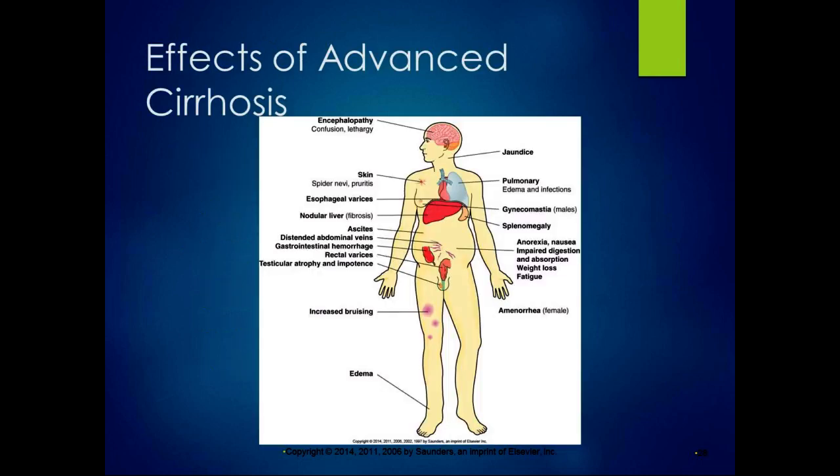So here's your guy. He's got all of the different things. He's got confusion and lethargy from the encephalopathy. He's jaundiced. He's got pulmonary edema and potentially infections. Gynecomastia, which is the development of breast tissue in males. Splenomegaly, that's the enlarged spleen. All the digestive issues. Increased bruising, edema, ascites, liver fibroses, all those. So there are lots of problems from advanced cirrhosis. Least of all, not to mention death can result in that.